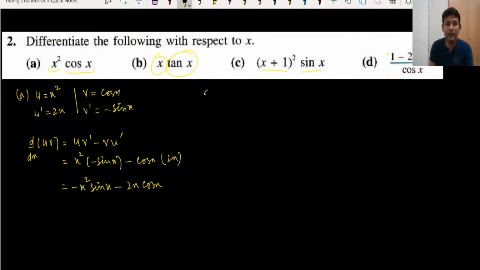I would like to do part D. u is 1 minus 2 sin x. So the u prime will be 0, like differentiation of 1 is 0, minus 2, and sine is cos, and v is cos x, and v prime is negative sin x.